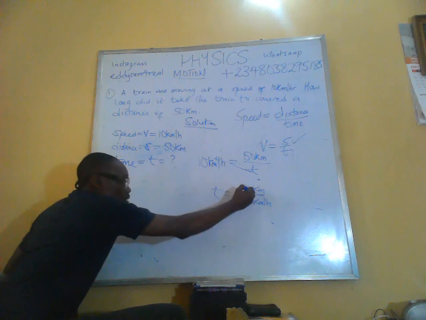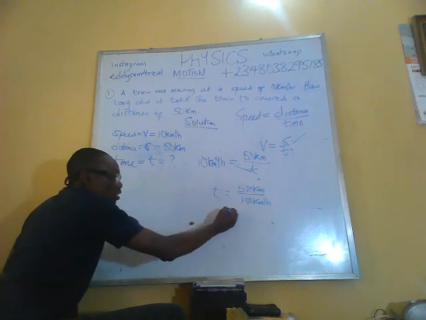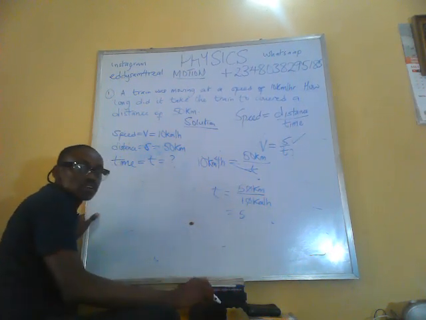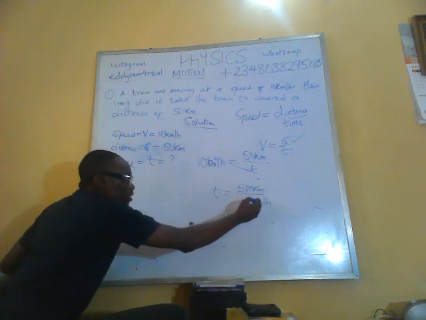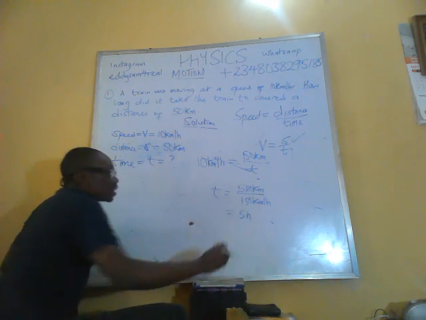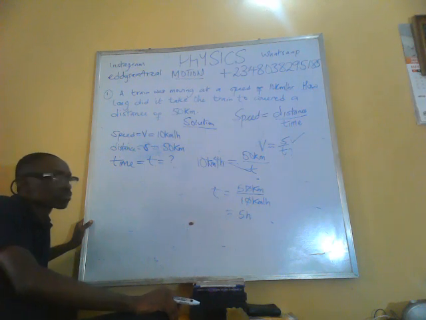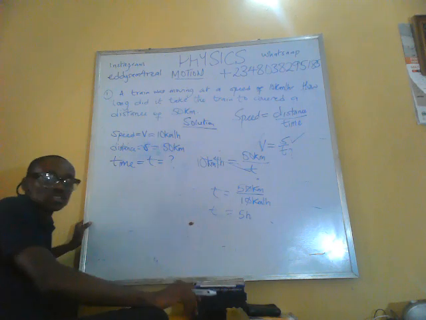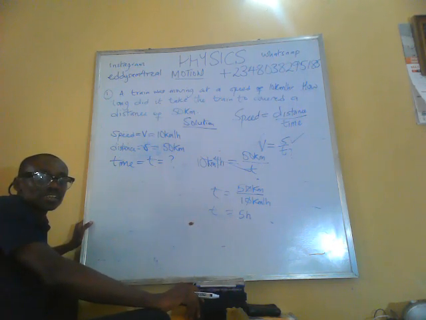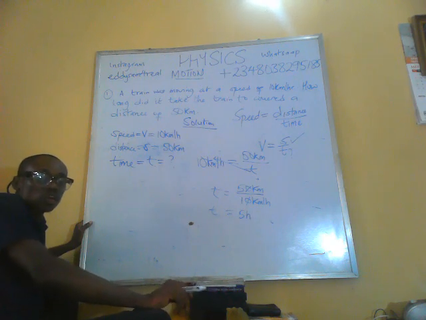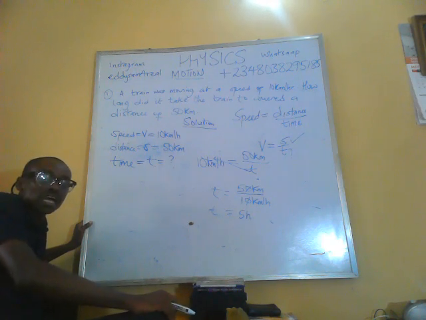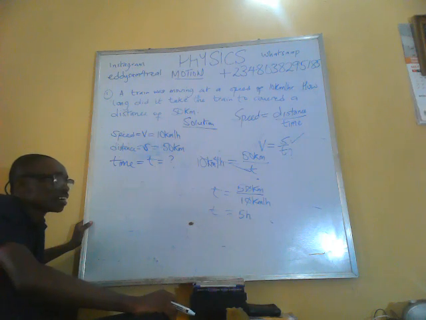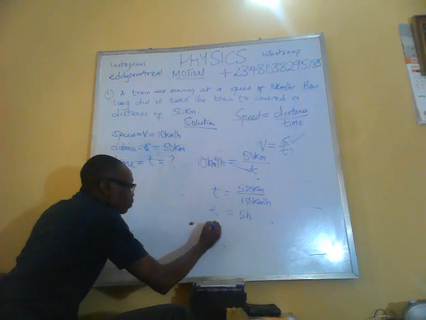So 0 cancels 0. 5 divided by 1 is 5. So this is going to be 5 hours. The time is what? 5 hours. Since I said in the previous video that usually physics problems are expressed in SI unit, 5 hours is not SI unit, so we're going to convert 5 hours to second.